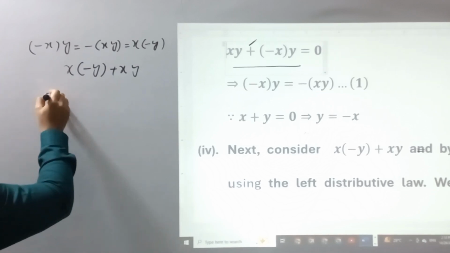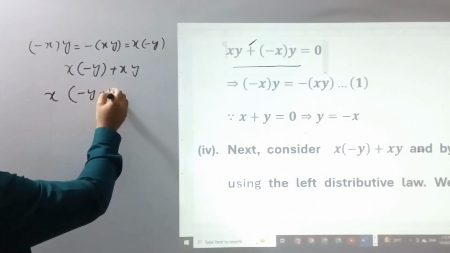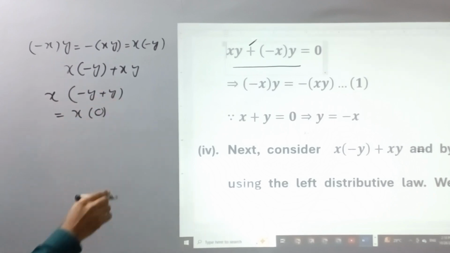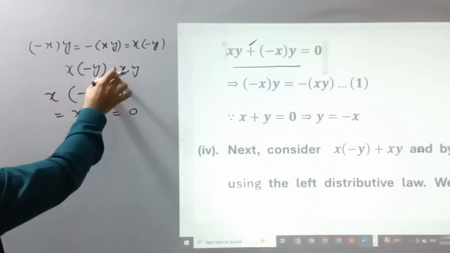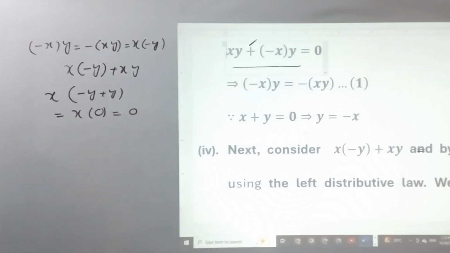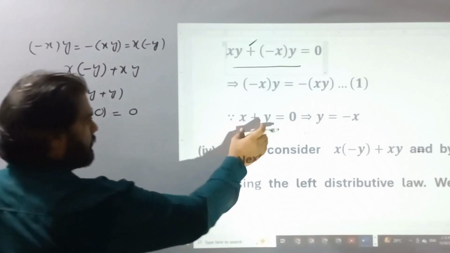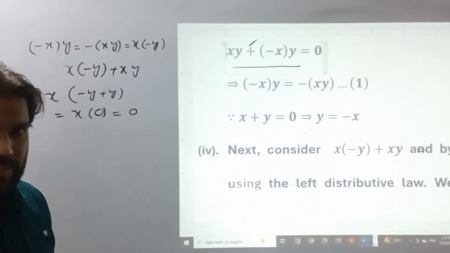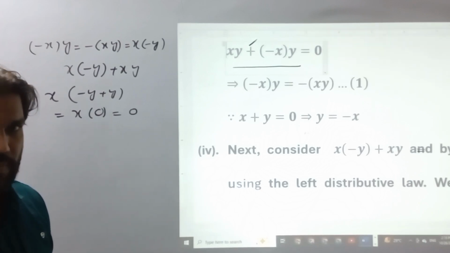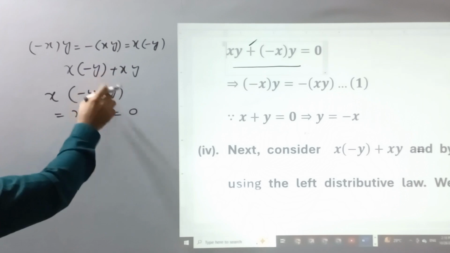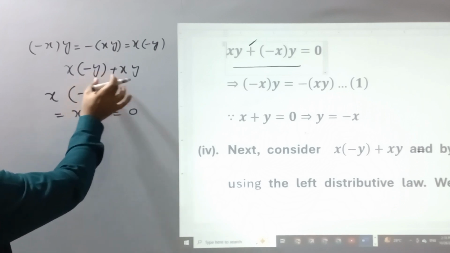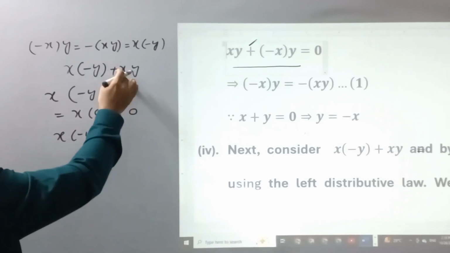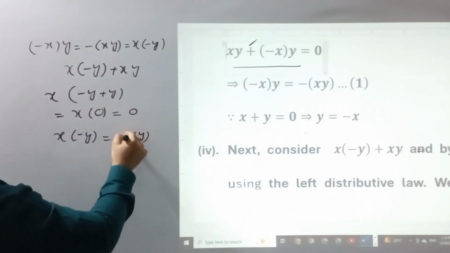So this will become x into minus y plus y. Minus y plus y will give us 0 because they are additive inverses of each other. So this shows that this sum is equal to 0. Now again, using this result, if the sum of two numbers is 0, then the second number is the additive inverse of the first. So x into minus y can be written as the negative of the second, that is, minus xy.